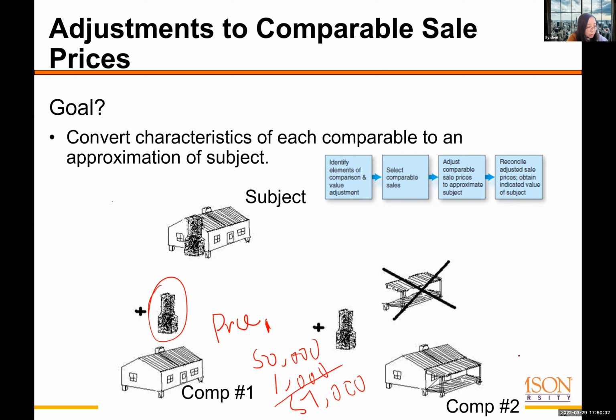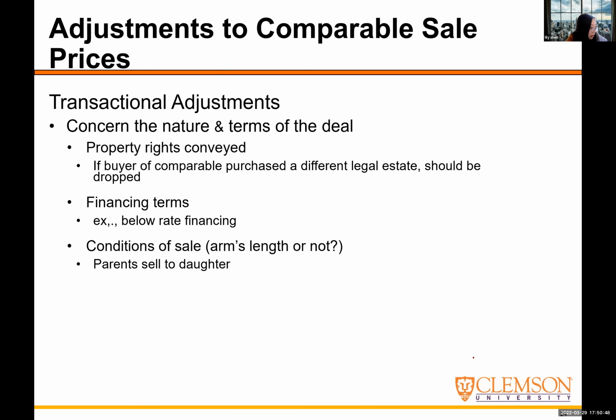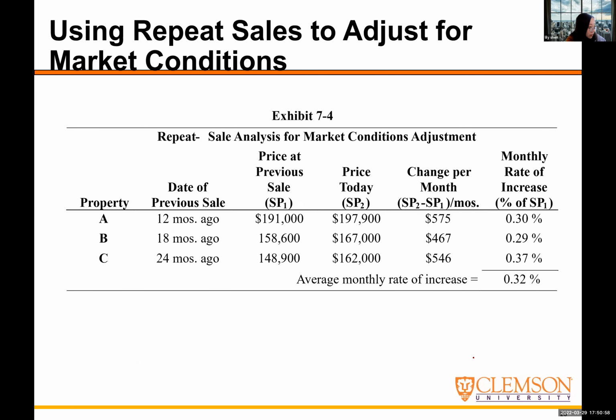You have a comparable two. Comparable two has a patio, has no chimney. You have to add the value of a chimney to it, subtract the value of a patio from comparable two. You have a second indicated price. There are a couple transactional adjustments you can make, but I think the text will give you very good examples.